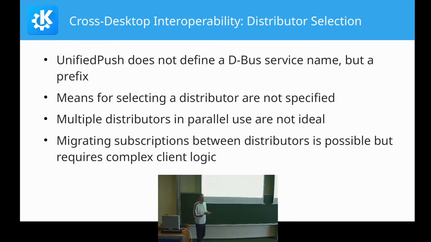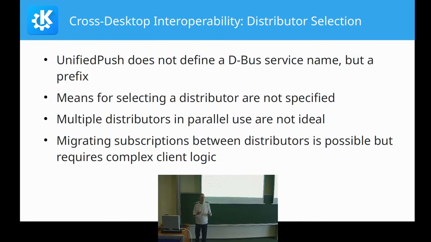One thing that is a bit surprising in there, if you're used to working with D-Bus, Unified Push doesn't specify a unique service name for the distributor. It's just a prefix, right? And multiple can coexist in theory. And it's up to the application to decide which one to use. And that, of course, isn't really an ideal scenario.